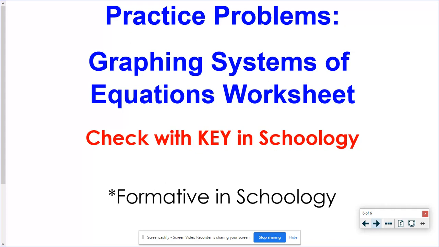So this is the worksheet. I've mentioned this in class, but I'm going to say this to everybody. Please do the practice problems. Just watching me do this is not good enough to get it into your brain. You need to actually practice those, graph the lines, see where they cross. The answer keys are in Schoology, and when you're done with those practice problems, go ahead and take the formative. Let me know if you need any help.